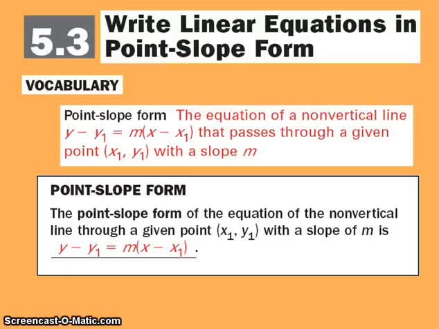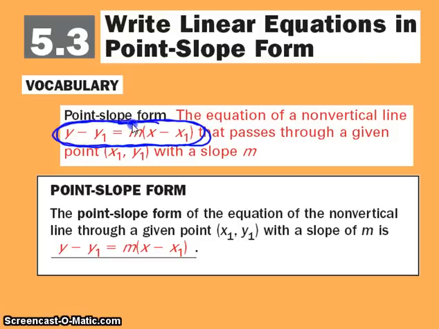This is 5.3, writing equations in point-slope form. This is another type of equation that describes a line, just like slope-intercept form describes all of the points on a possible line. Point-slope form is another way to do that. This is the formula for point-slope form, probably the most important piece here.